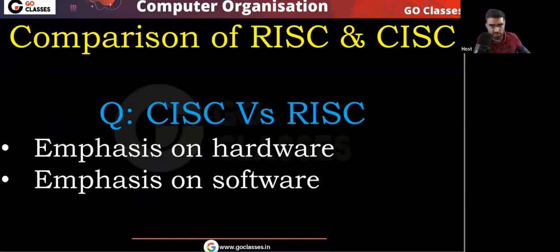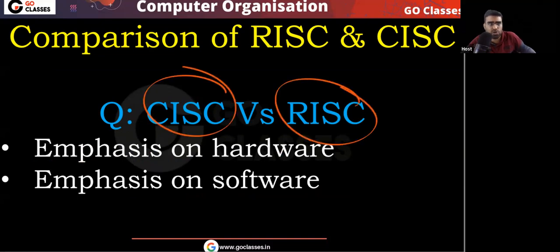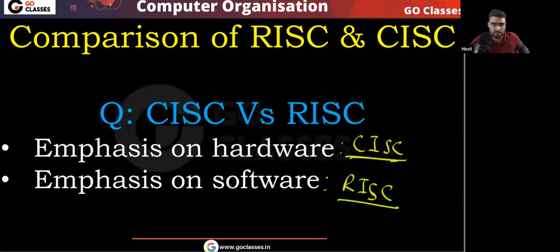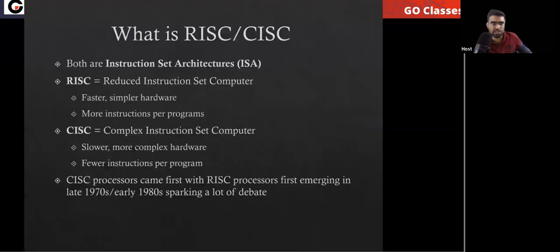Tell me the answer for this question. RISC and CISC, which of them is highly dependent on the hardware? You can see CISC is very heavily dependent on the hardware, right? Hardware is complicated. And for RISC, the emphasis is on the software. Very simple. Is this clear? Okay, so all these differences are there.